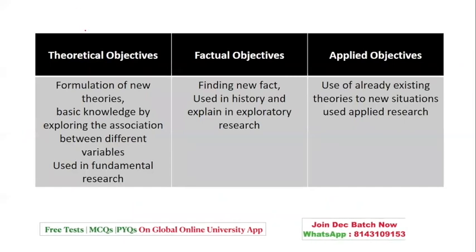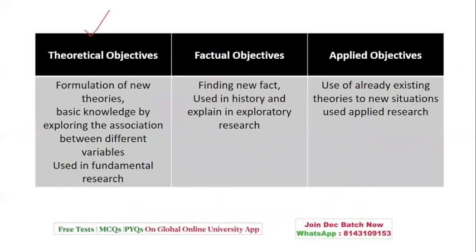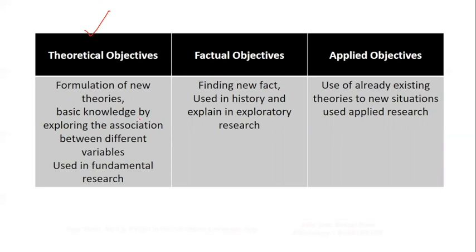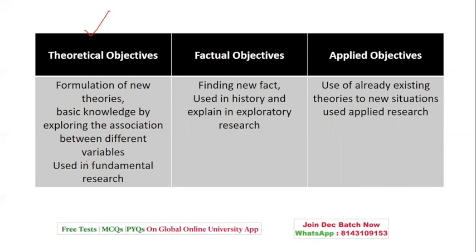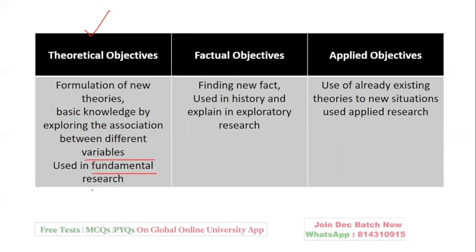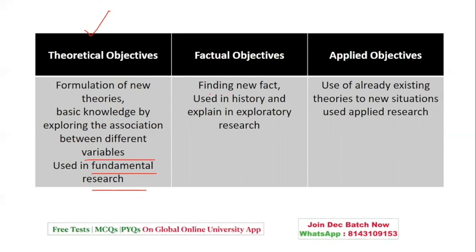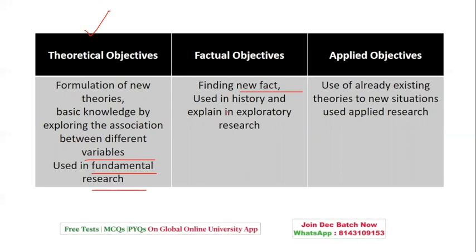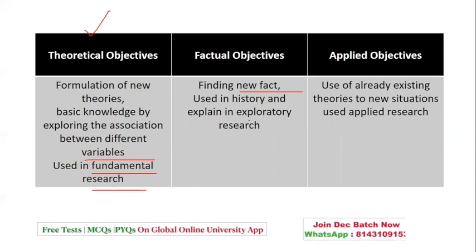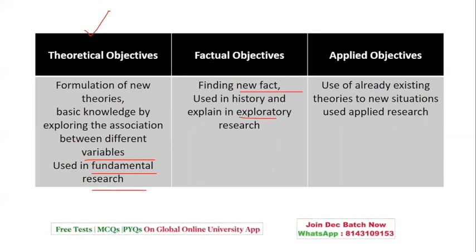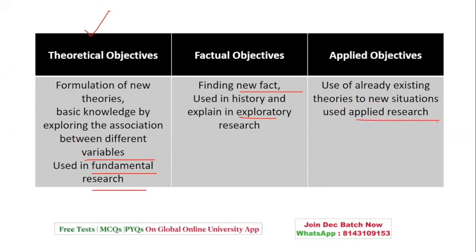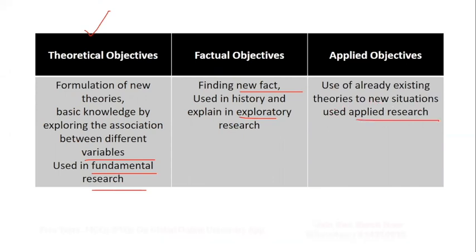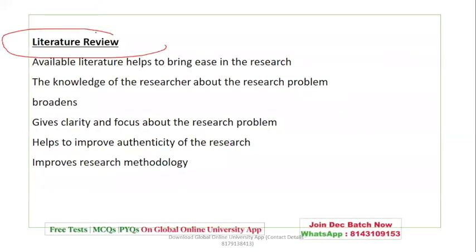Coming to theoretical, factual, or applied objectives. Theoretical are the ones which formulate new theories, in the form of association between various variables, or in the form of fundamental research. Factual objectives are in the form of new facts which are used in history and explained in exploratory research, that is, facts which give you the facts. Applied are in the form of applying already existing theories to new situations, in the form of applied research.